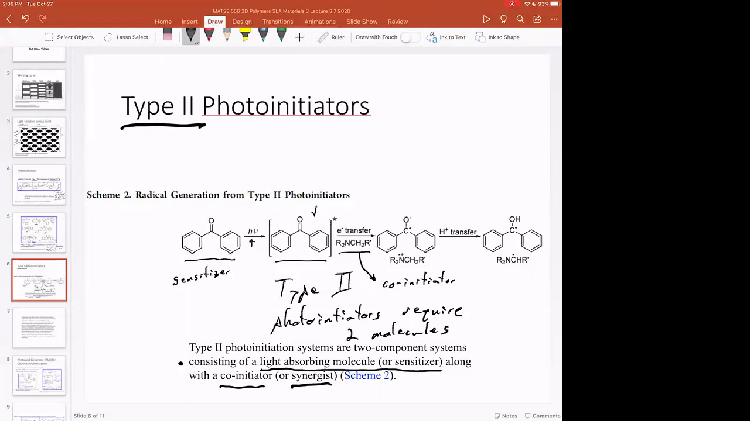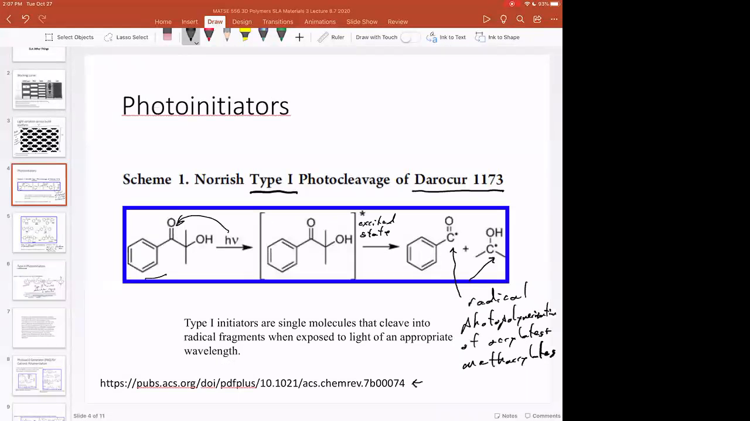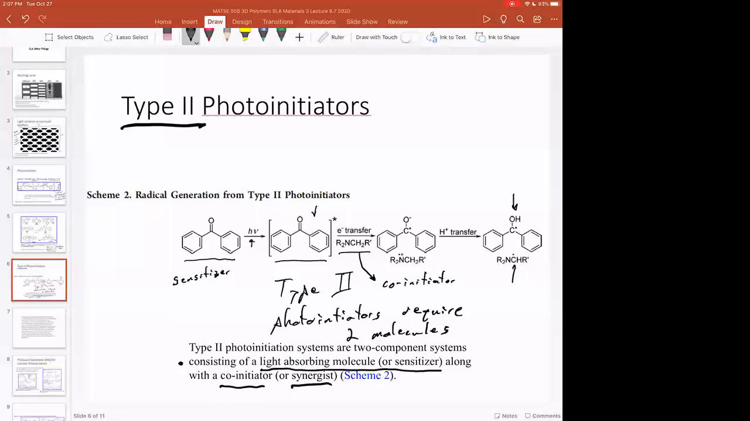When you have those two molecules together, you get a radical on each molecule. And so you still get two radicals based on this one photon, but you get it by different mechanisms. And so no longer are you fragmenting your sensitizer like you are in this reaction. So you start with one molecule in a type 1 Norrish photocleavage, and you get two radicals from that one molecule. And in type 2, you have two molecules and you get two radicals.